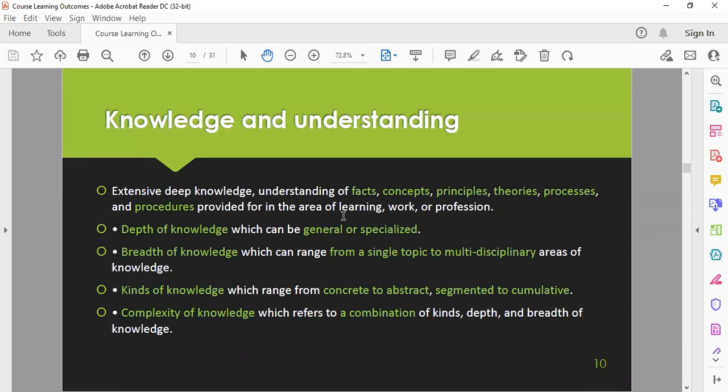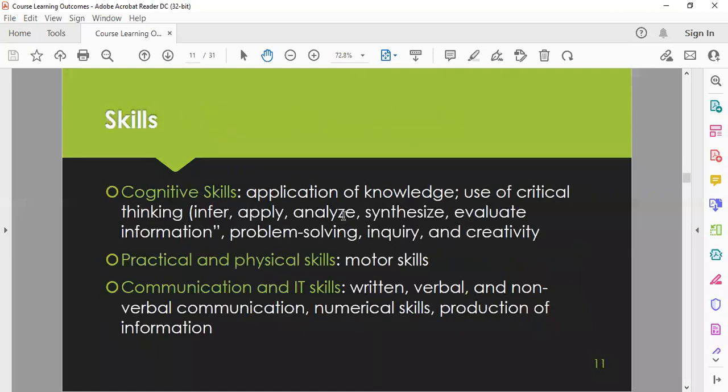Kinds of knowledge range from concrete to abstract, segmented to cumulative. And complexity of knowledge refers to a combination of kinds of knowledge, breadth of knowledge, and depth of knowledge, especially when we talk about interdisciplinary fields. So we should think of those concepts when we write the course learning outcomes. They might seem quite complicated, but we have to think of knowledge in its broad sense. We focus first on facts, concepts, principles, theories, and processes, and we think of the depth, the breadth, the kinds, and the complexity of knowledge as well when we write course learning outcomes or program learning outcomes.